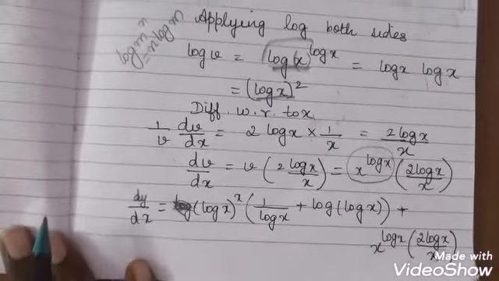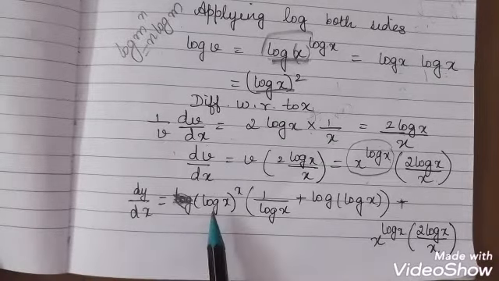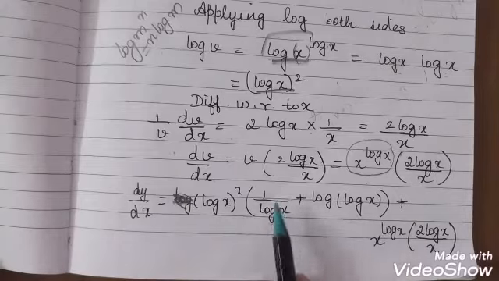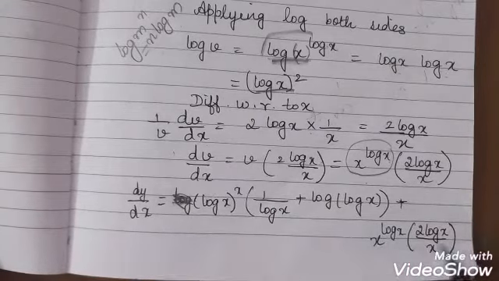So finally we will write what is your dy by dx here. What is your dy by dx equal to? Log x the whole power x into 1 by log x plus log of log x plus x power log x into 2 log x divided by x.